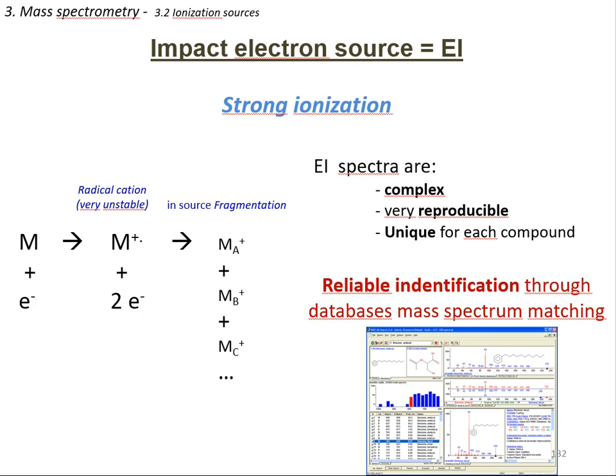So the electron impact spectra are complex, but they are also very reproducible, and they are quite unique for each compound. So it's very interesting because there are a lot of databases that allow to identify a molecule just on the basis of its mass spectrum, because it is so reproducible and so unique for each compound.